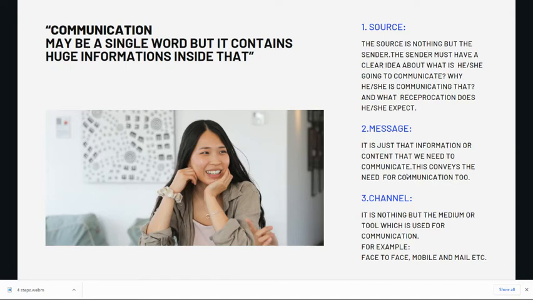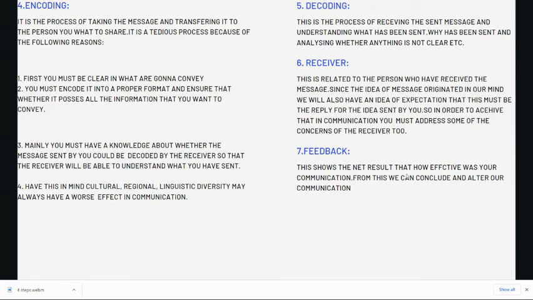Message is just the information or the content that we need to communicate, or convert, or transform to others. Channel is the medium or tool we use for communication, for example face to face, mobile, mail, etc. Now the fourth process is encoding, the fifth one is decoding, the sixth one is receiver, the seventh one is feedback.